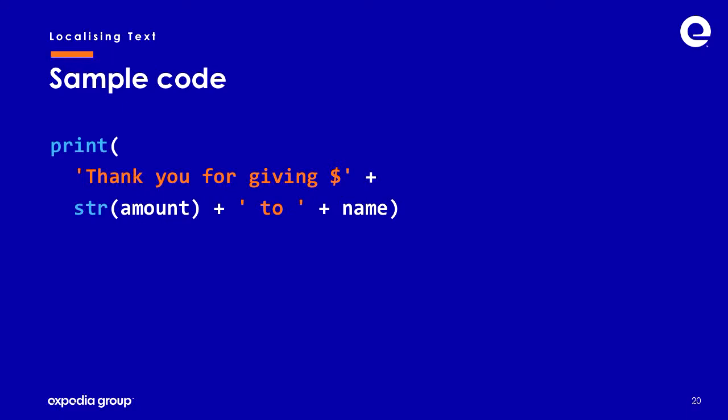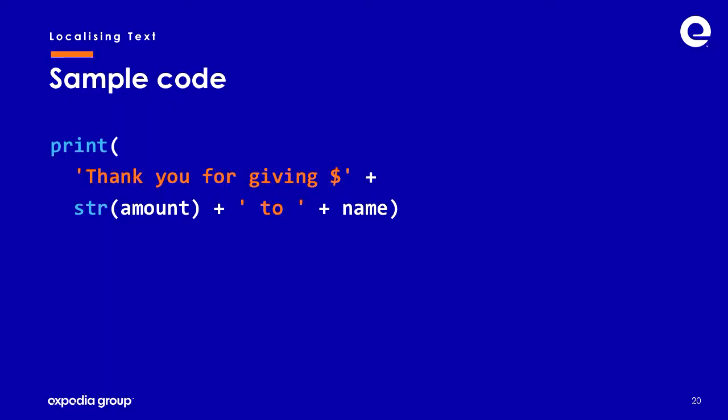So here's a little bit of sample code from my Give Pete $10 program that prints out, thank you for giving an amount of money to a name. And that amount is going to be 10, and that name is going to be Pete. Now, when you're localizing your text, the thing that a computer is able to localize is a string. And one of the strings displayed here is " to ".